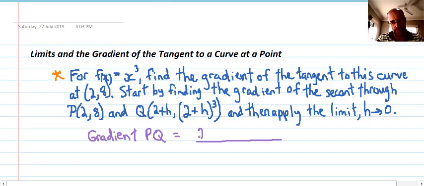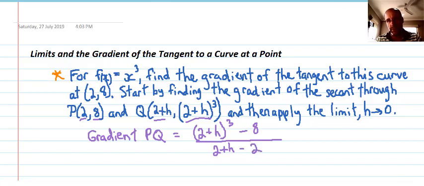the difference between the corresponding values for the y and the x-axis, or the dependent and independent variables. So we have 2 plus h all cubed, and we've also got 8. And then on the denominator we have 2 plus h, and we have 2.